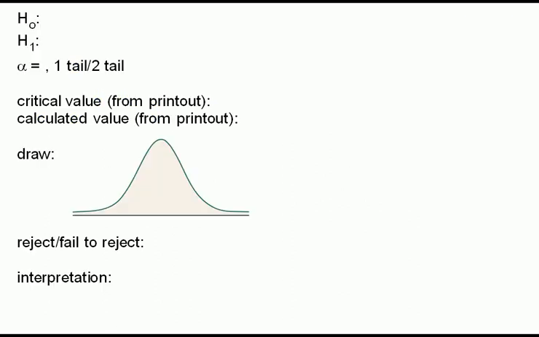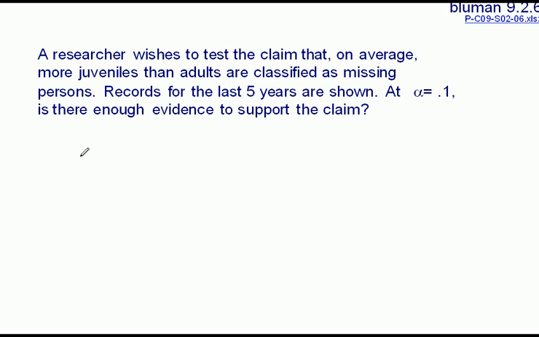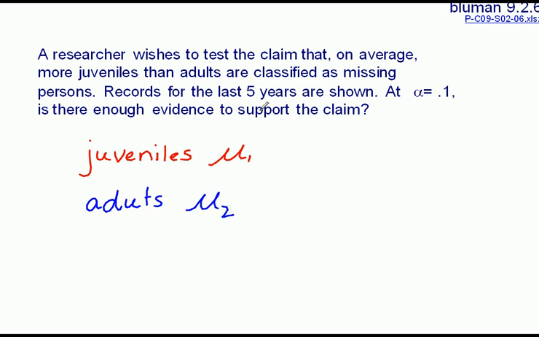So as before, we'll set up a hypothesis test. Here is my data in Excel. I'm going to claim that my juveniles will be represented by the first mean, or average. We'll call them mu1. The adults will be the second mean, mu2. More juveniles than adults. So my hypothesis would be that mu1 is greater than mu2.